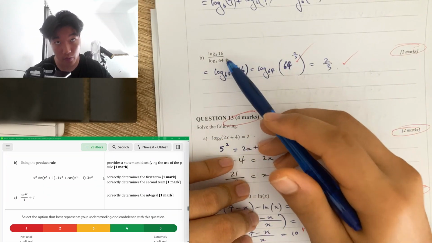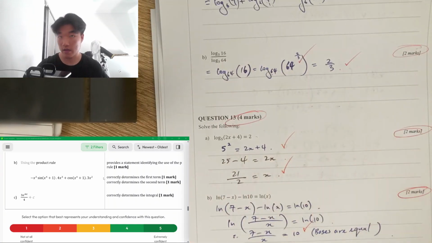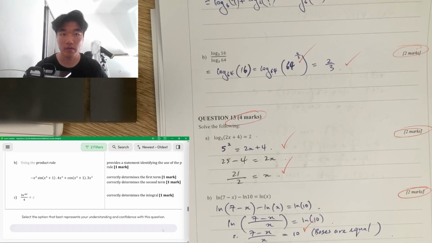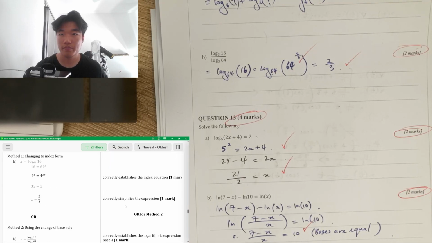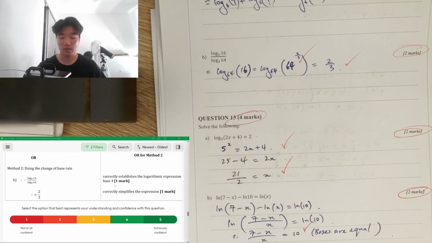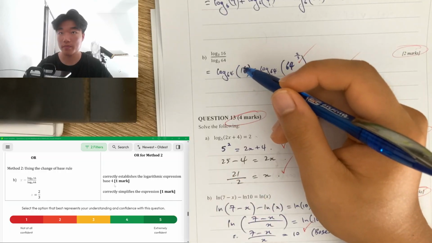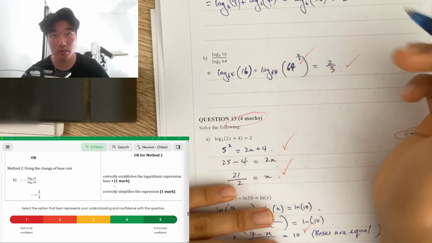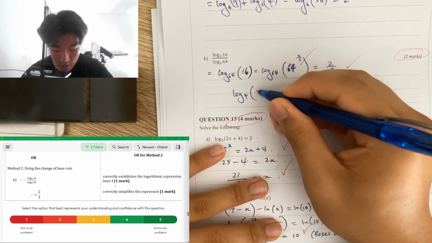There's a variety of different ways you can approach this. Using the change of base rule, they do allow you to convert it to a base of 4, which is actually very smart in this case. Because base of 4, right?